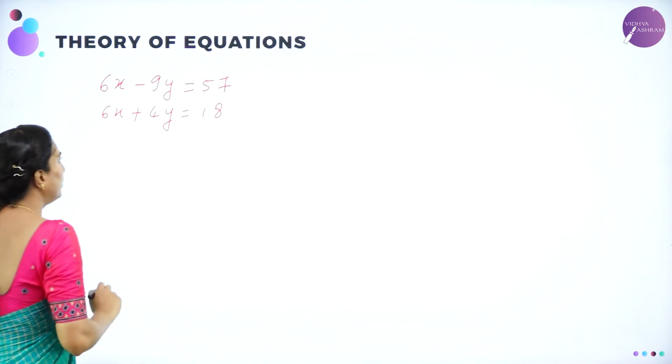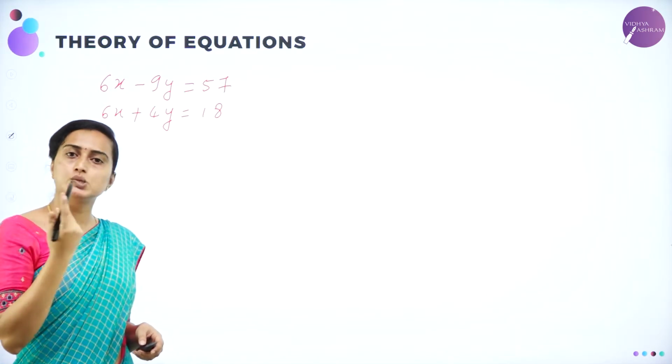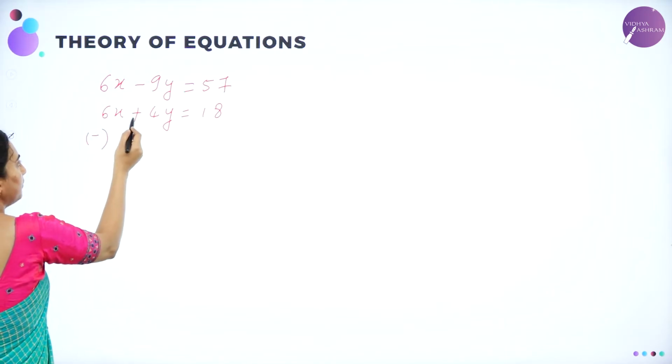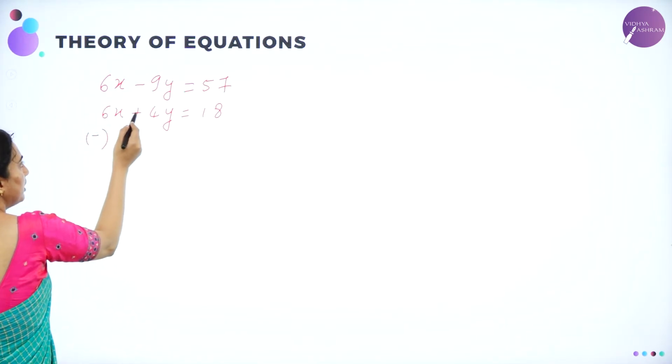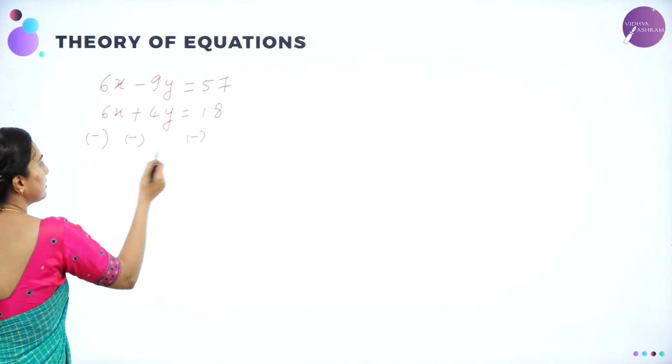Now what you need to do? I have to get the opposite sign to cancel. Plus and minus will get cancelled. Both are plus, so I am subtracting. Subtracting means the lower equation, this equation: plus will become minus. Here also plus will become minus.